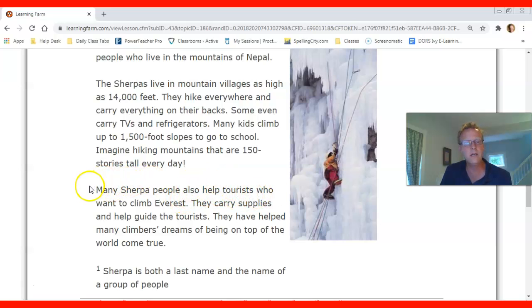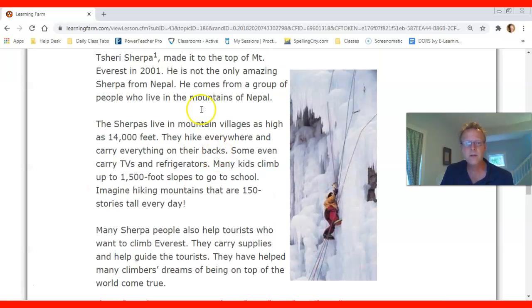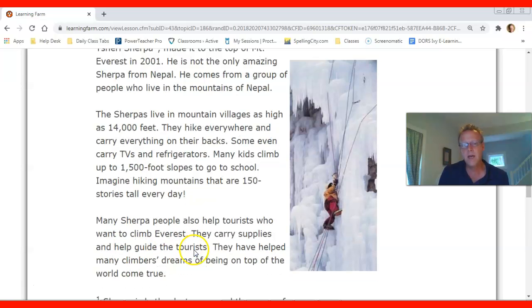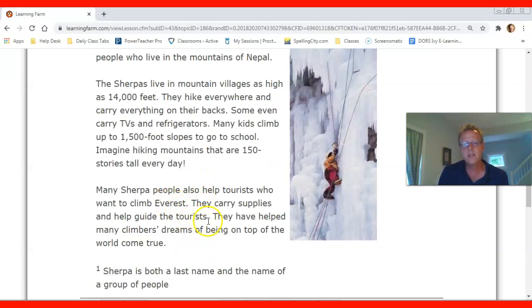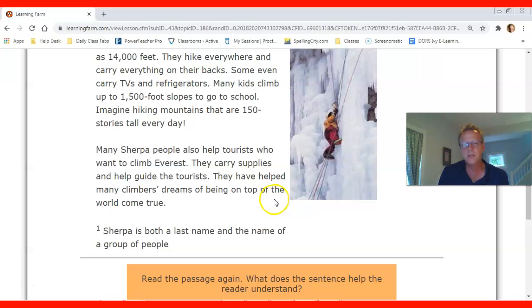Now they're going to give you the main point here. After giving you examples, evidence that these people are strong, they are ready to do this. Many Sherpa people also help tourists who want to climb Everest. They carry supplies and help guide the tourists. They have helped many climbers' dreams of being on top of the world come true.